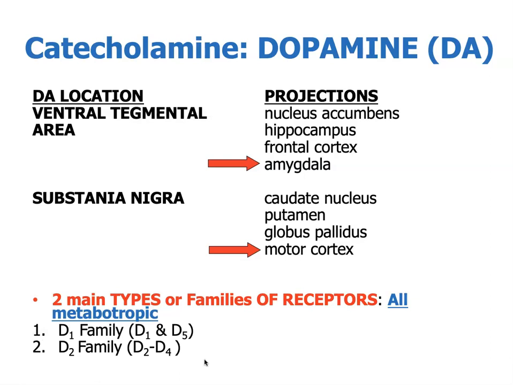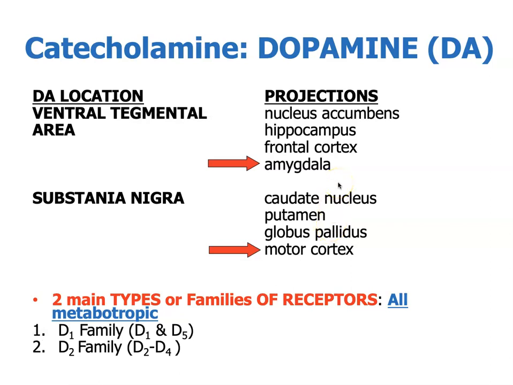Dopamine will have cell bodies originating in the ventral tegmental area that will send projections to the nucleus accumbens, the hippocampus, the frontal cortex, and the amygdala. We also have neurons within the substantia nigra that will extend axons to the caudate nucleus, the putamen, the globus pallidus, and the motor cortex.